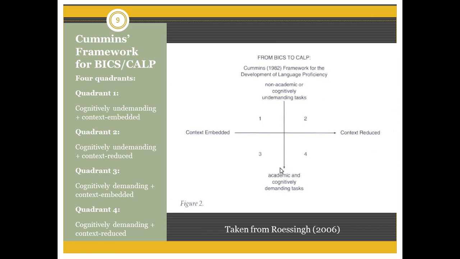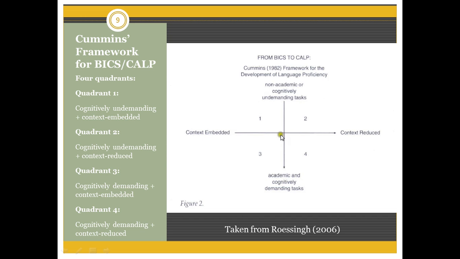So, just to give you a visual, Cummins developed this framework for looking at BICS and CALP, and he put it in terms of 4 quadrants that on the horizontal axis has context, and on the vertical axis it has cognition, whether it's undemanding or demanding. So quadrant 1 is the easiest language. It's cognitively undemanding, and the context is embedded in the social interaction. Quadrant 2 might have more reduced context, but it's still cognitively undemanding. So this is the BICS area here.